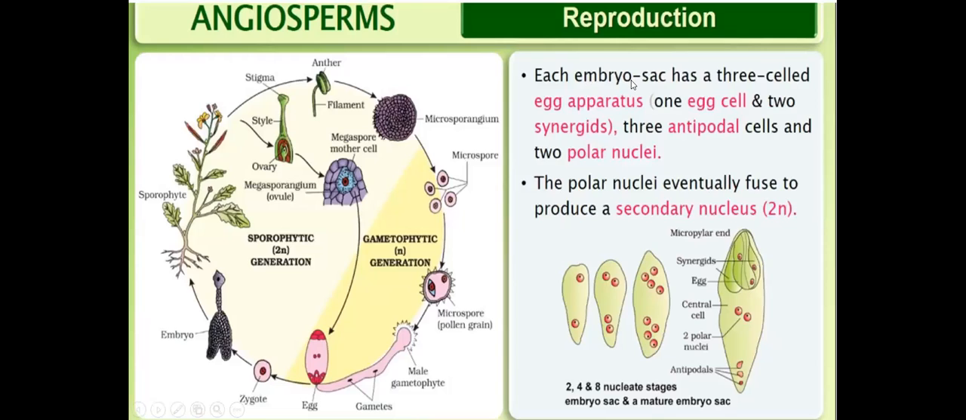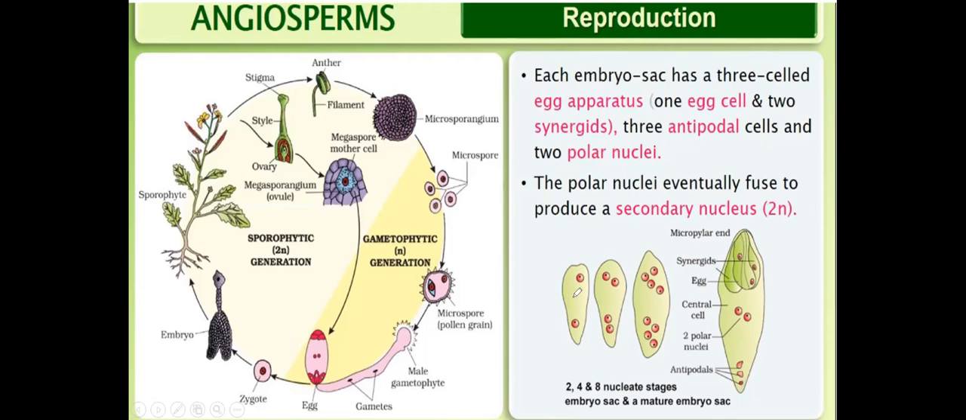Each embryo sac has a 3-celled egg apparatus: 1 egg cell, 2 synergids, 3 antipodal cells, and 2 polar nuclei. This is the embryo sac, and there will be formation of the embryo sac. So this is the megaspore, out of the 3 megaspores. Then this will divide.